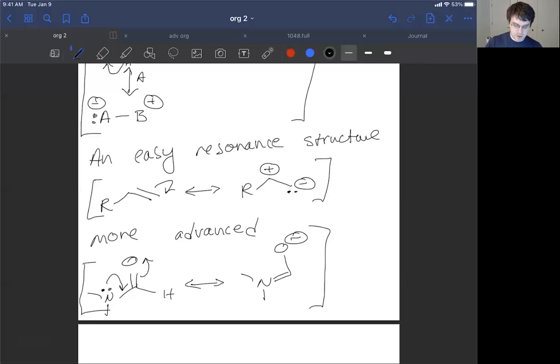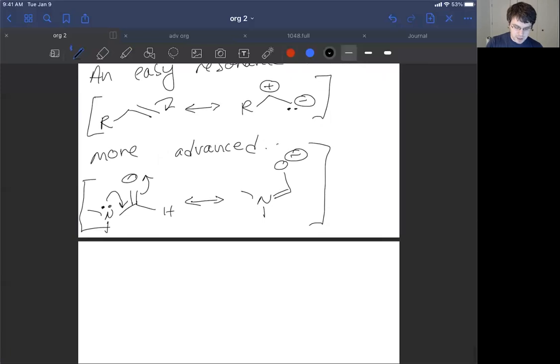Okay, so we need to get to the point where we're able to draw the more advanced resonance structures. So how do we do that? Well, there's a bunch of ways to do that. Let's go ahead and go through some rules.